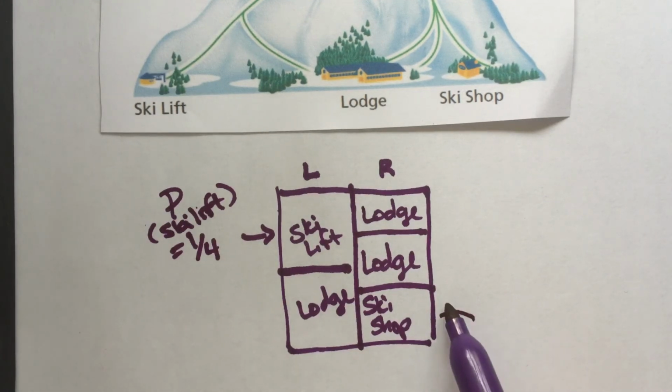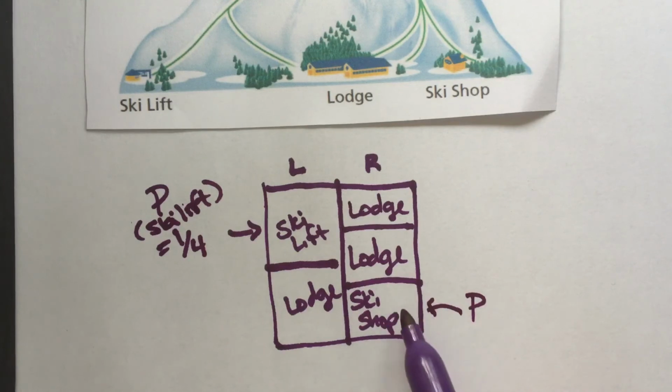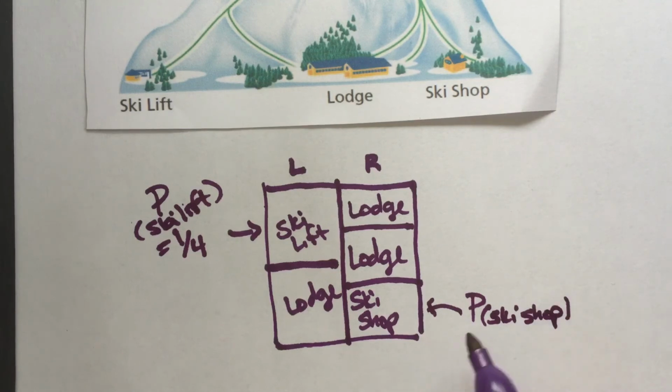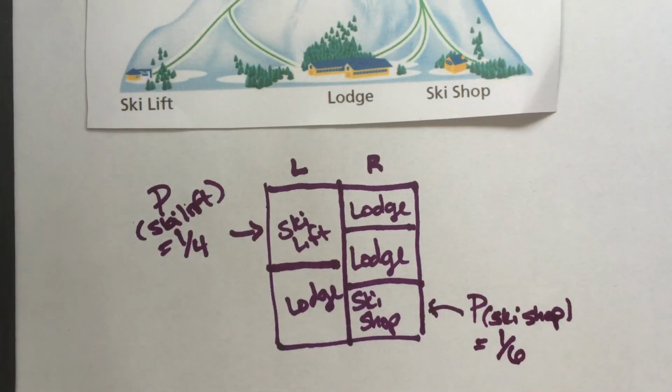For my ski shop, if I imagine how many of these would fit into my whole area model, that'll be the corresponding probability of ending up at the ski shop. So the probability of ending up there is 1/6, because this section of my area model would fit in 6 times to this whole thing.